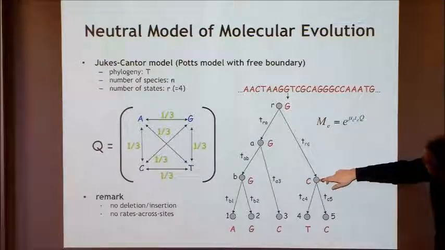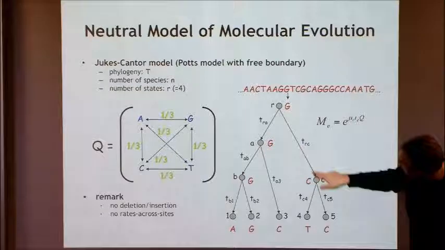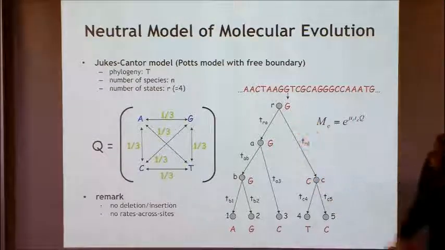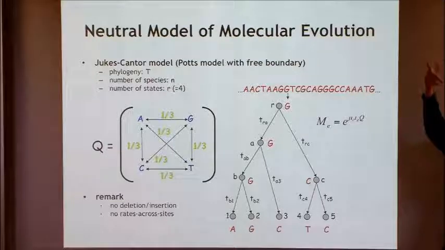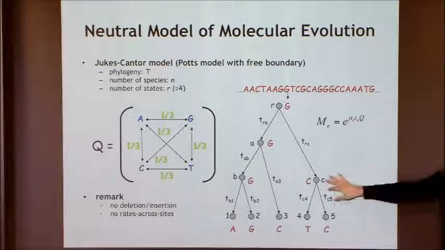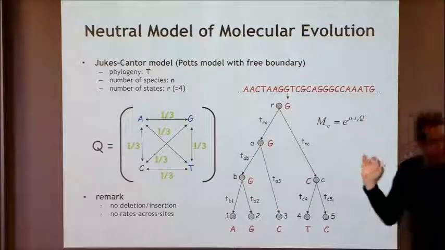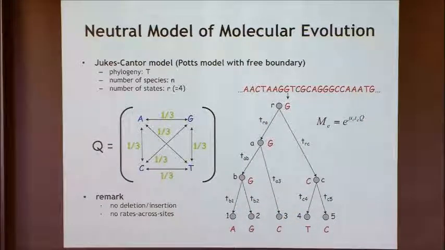There's a probability of having a change. In this case, there was no change. In this case, there was a change. I went from G to C. So each branch has a certain probability of changing the parent's state, independently of everything else. And if you change, you just jump from one state to the others uniformly at random.